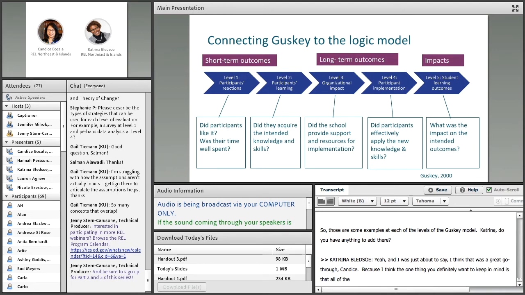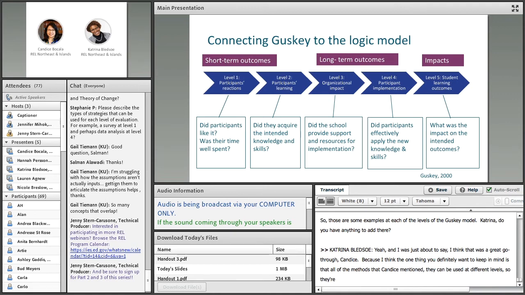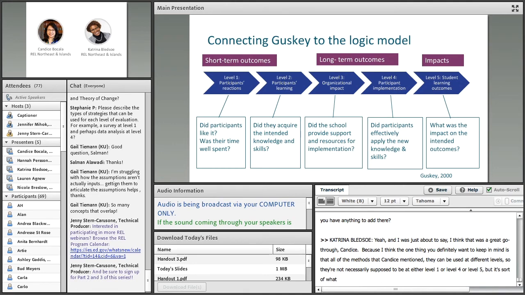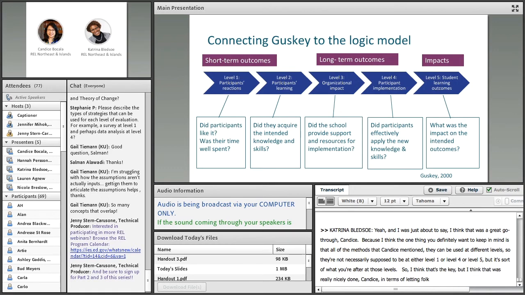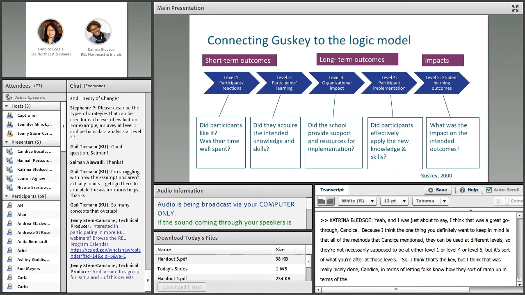Right. Katrina, do you have anything to add there? Yeah, I was just about to say, that was a great go through, Candice, because I think the one thing that you definitely want to keep in mind is that all of the methods that Candice mentioned can be used at different levels, so they're not necessarily supposed to be at either level 1 or level 4 or level 5, but it's sort of what you're after at those levels. So I think that's a big key.